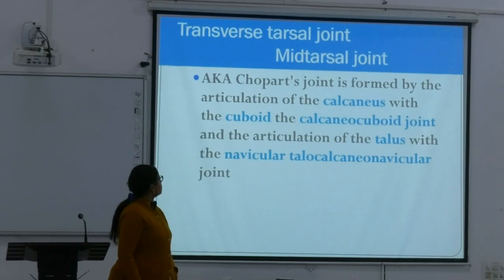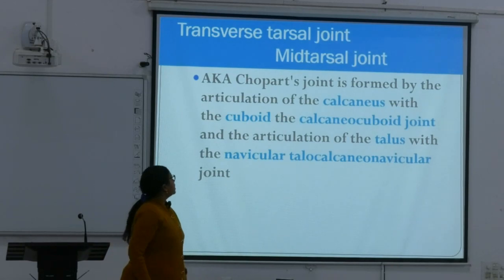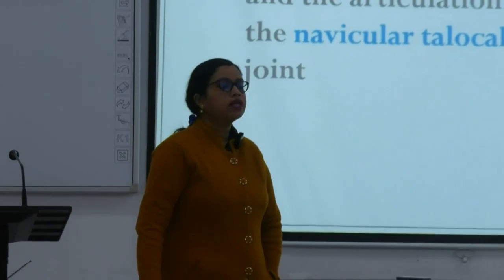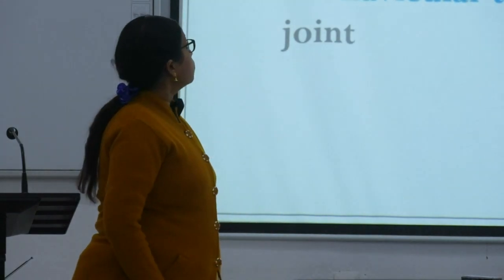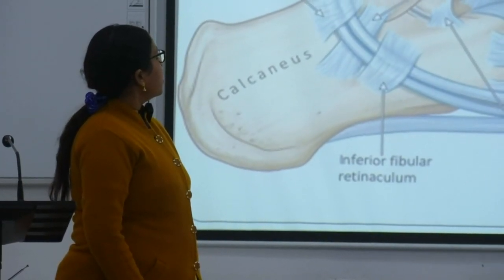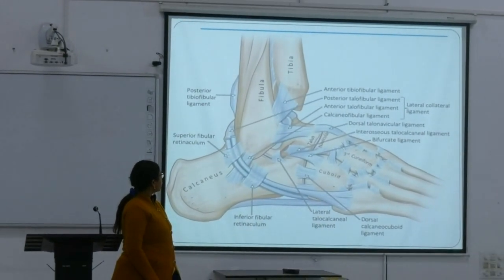What is the other name? Chopart's joint. Another name is mid-tarsal or transverse tarsal joint. It has got two parts, medial and lateral, also known as Chopart's joint. So see here, the ligaments are a little bit more complicated.